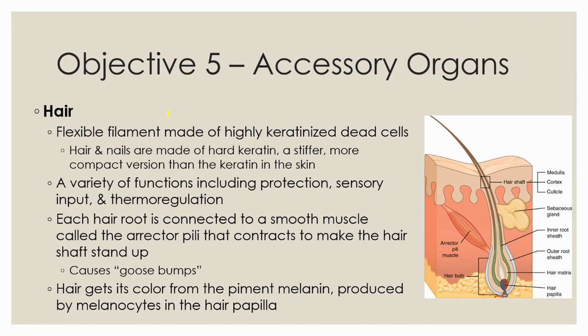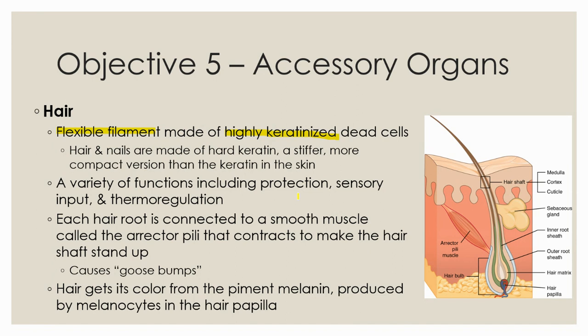So the first one we're going to look at is hair, and most of us are pretty familiar with this because we have hair on our heads and we fix it and we pay to have it cut and things like that. Your hair is a flexible filament. It's pretty much almost all dead keratin. And so keratin in the hair is going to be a little bit different than the keratin in the skin. It's going to be a harder keratin than the one you'll find in the epidermis of your skin.